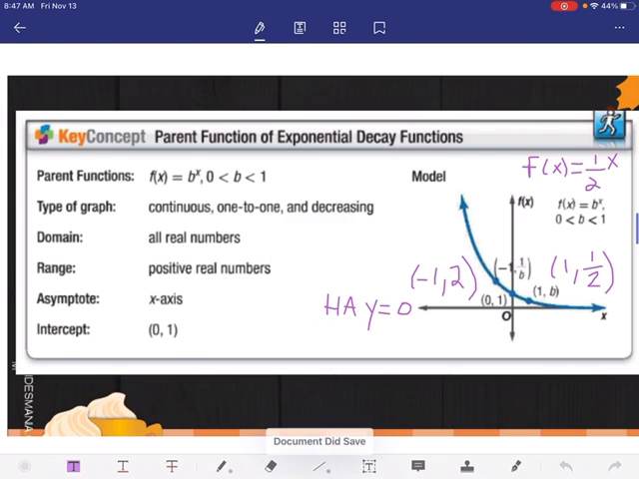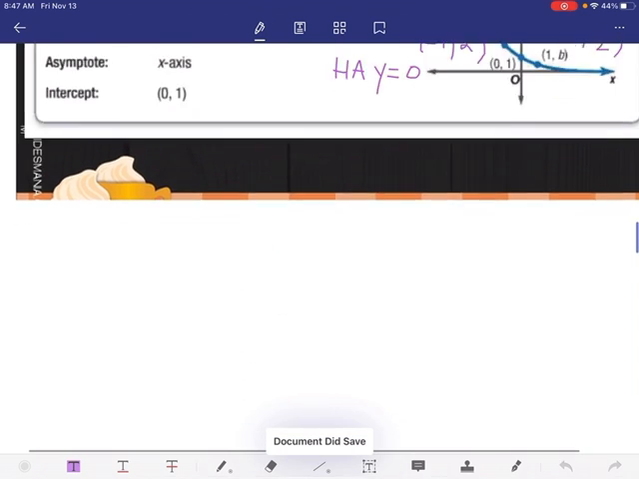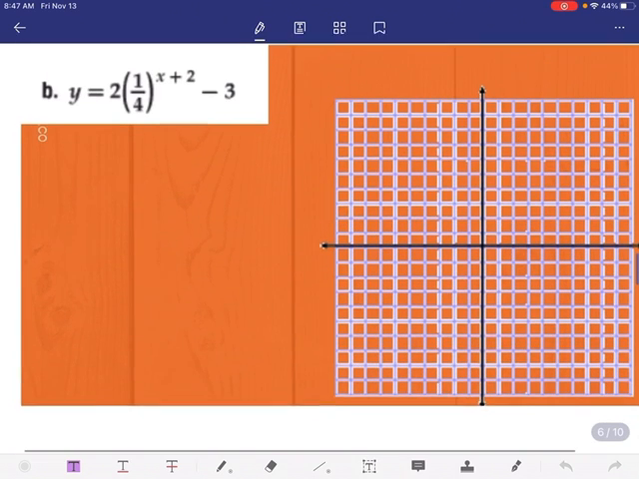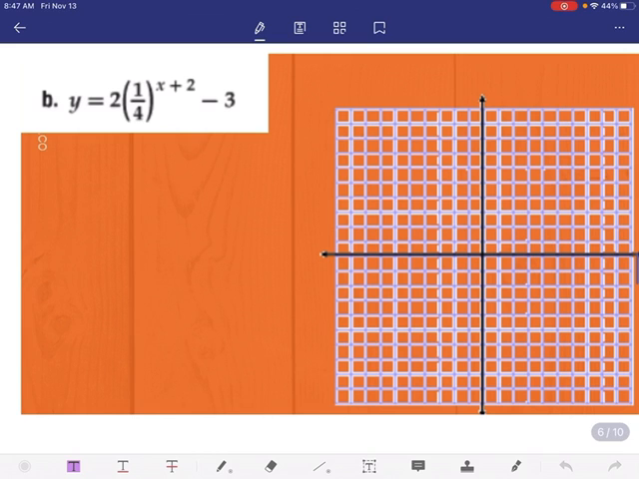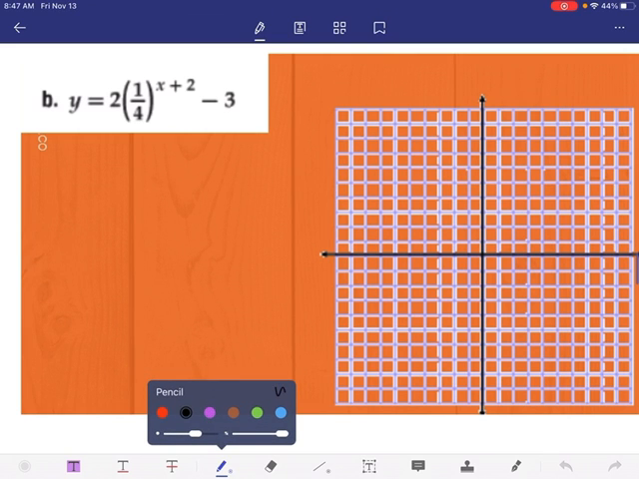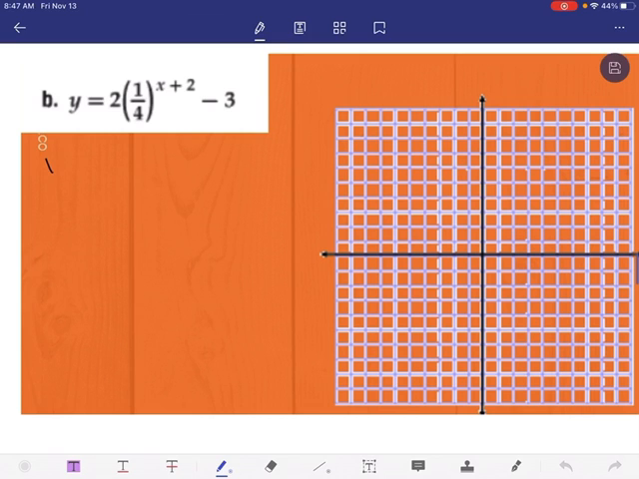So let's look at an example. Here we have y equals 2 to the 1/4 x plus 2 minus 3. So again, we want to look at our base function, which is going to be 1/4 to the x. So again, I'm going to plug in those key points, -1, 0, and 1. But this time when I plug in -1, it's going to give me the reciprocal of 1/4, which is going to be 4. And when I plug in 1, I'm going to get 1/4.